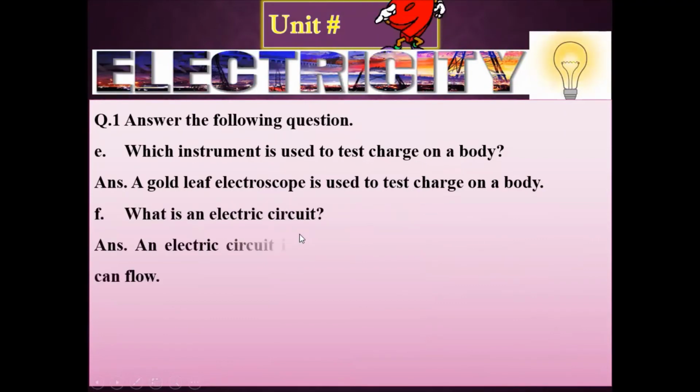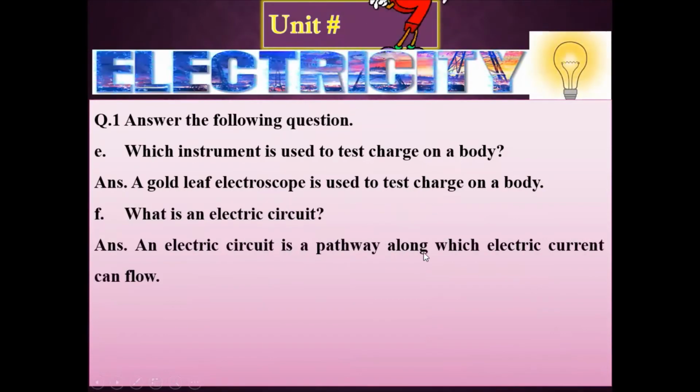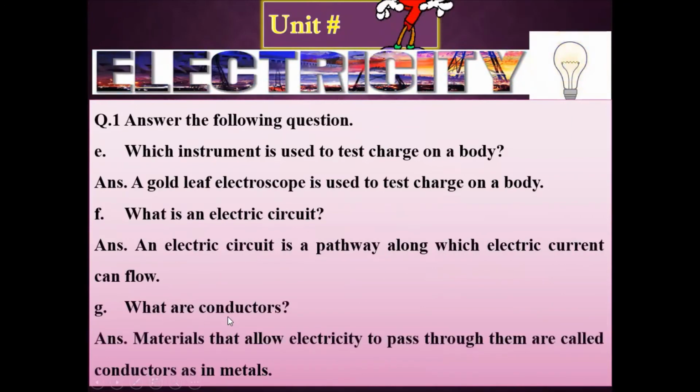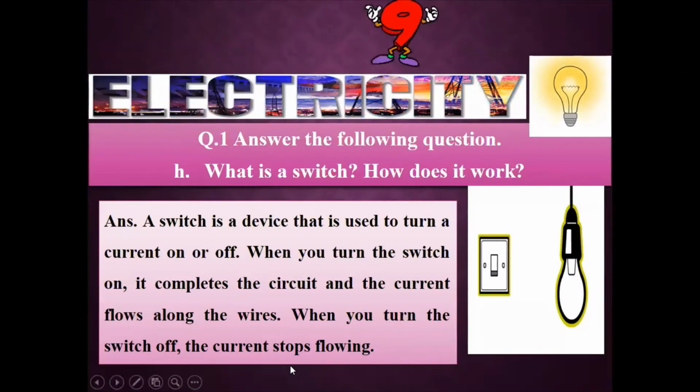What is an electric circuit? An electric circuit is a pathway along which electric current can flow. What are conductors? Yes, materials that allow electricity to pass through them are called conductors, such as metals.